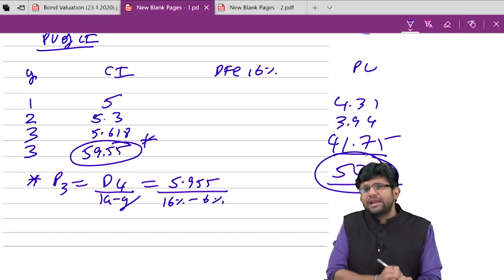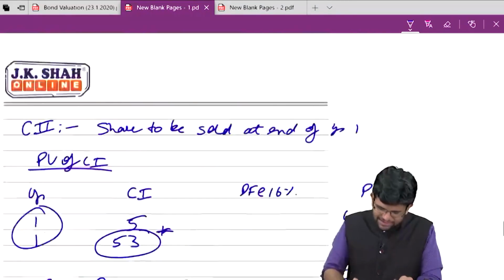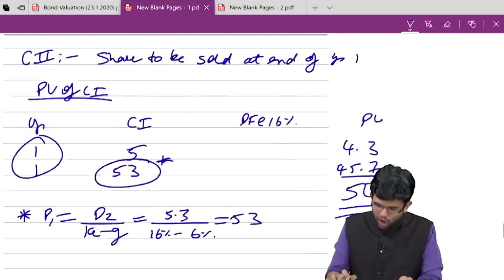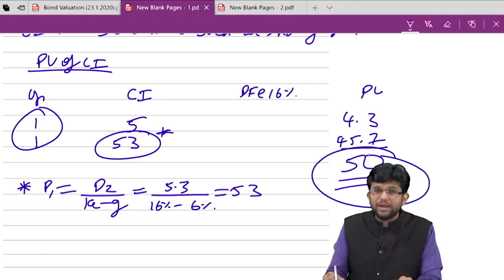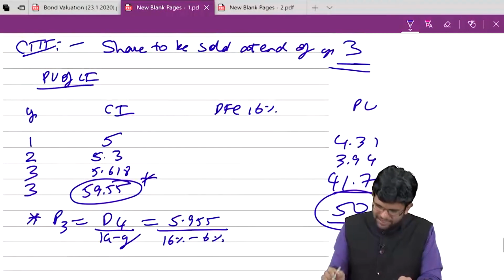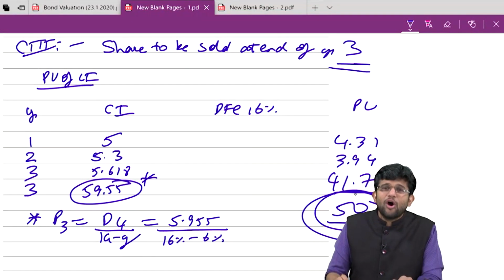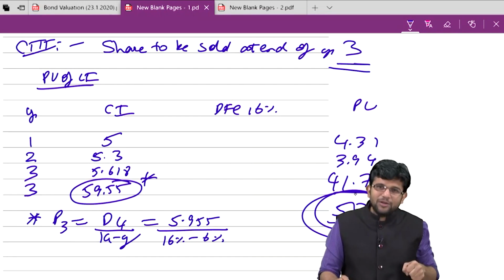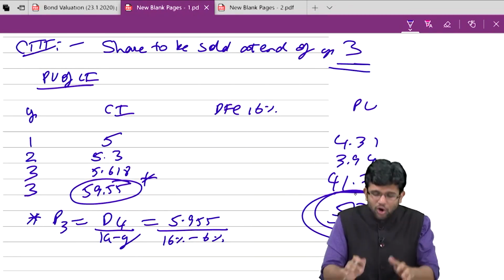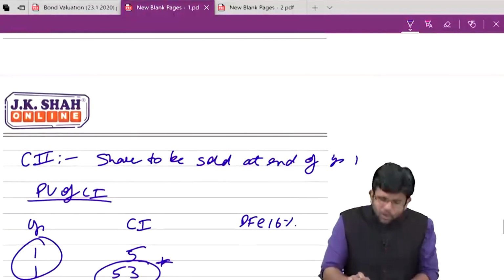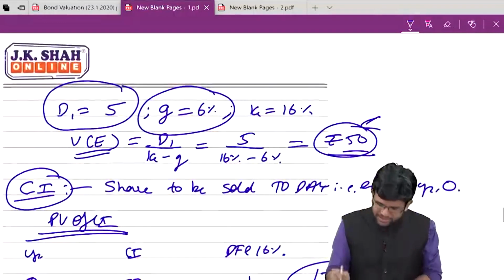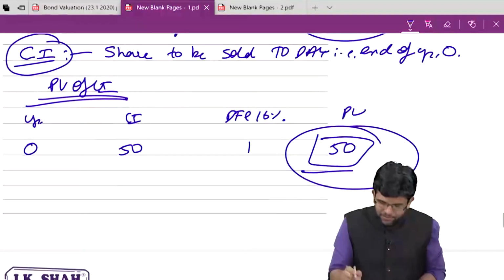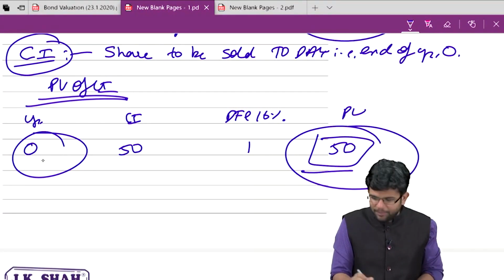And therefore we realize that whether I sell the share today, or I sell the share after 1 year, or I sell the share after 3 years, or I sell the share after eternity, the present value is going to be 50 only. So Gordon is saying, why do you want to take the price into consideration? Straight away my formula is also giving 50 only, correct?